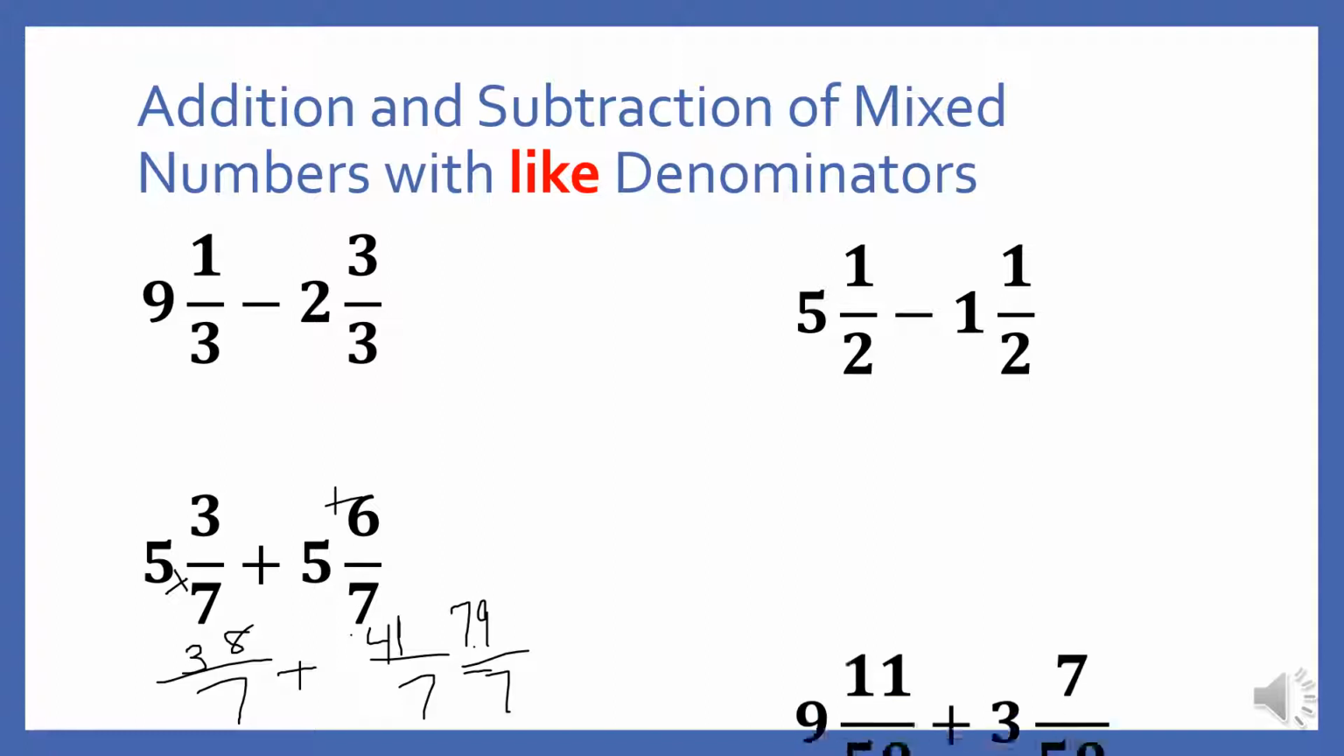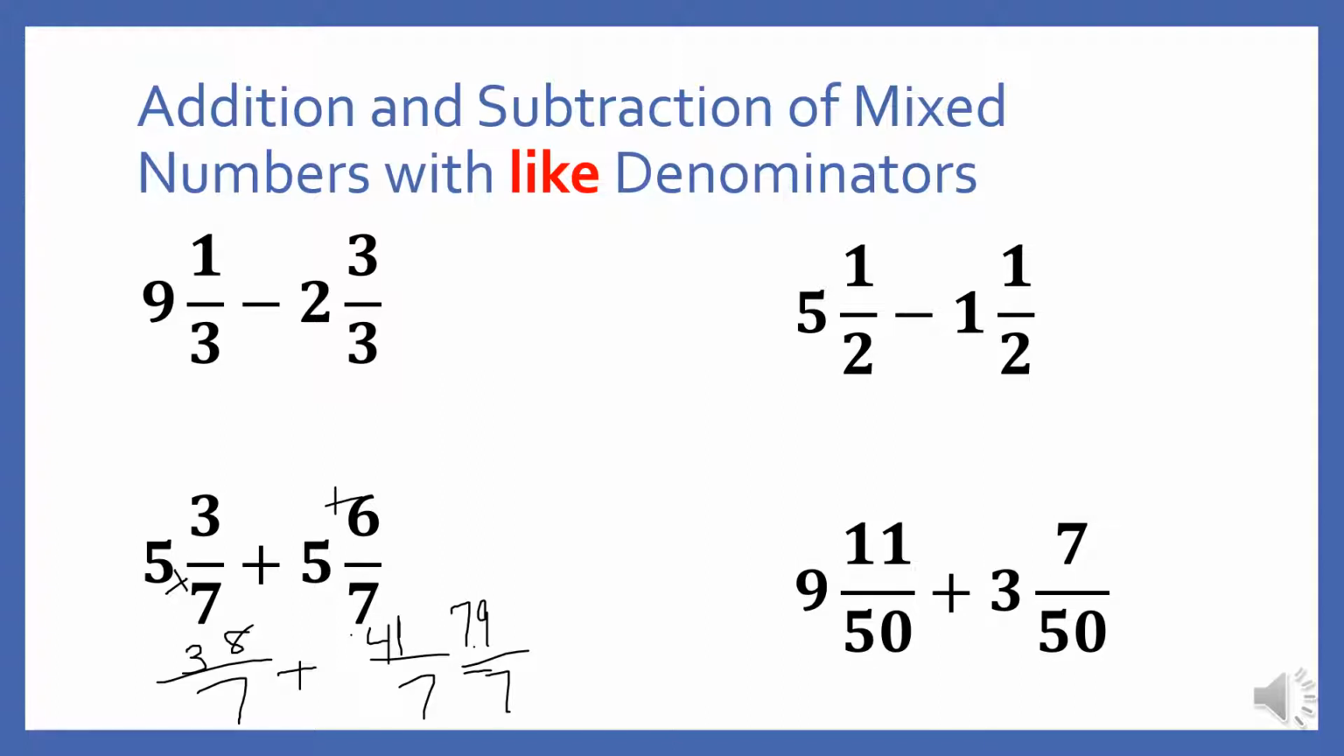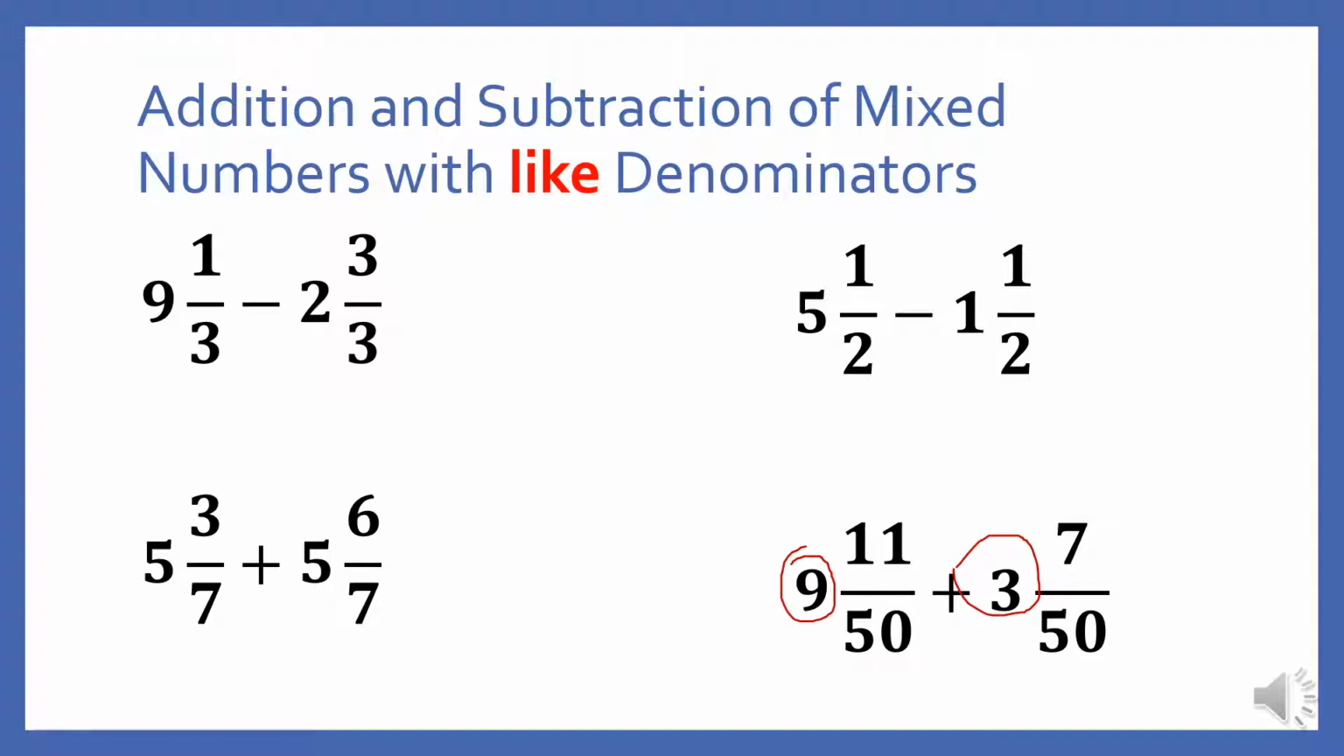Our next example, 9 and 11 over 50, plus 3 and 7 over 50. Now yes, it's a very big number. So I'm going to use the other option where I'm not going to convert this to an improper fraction by multiplying and adding. I'm going to work out my whole numbers first and then my fractions. Alright, so my whole numbers, I have 9 and I have 3. So I'm going to add that first. 9 plus 3 is going to give me 12.